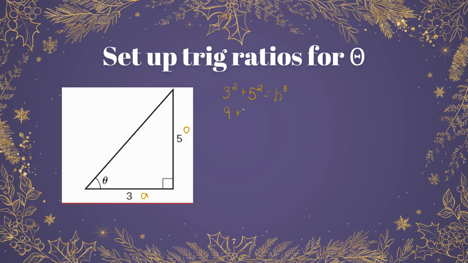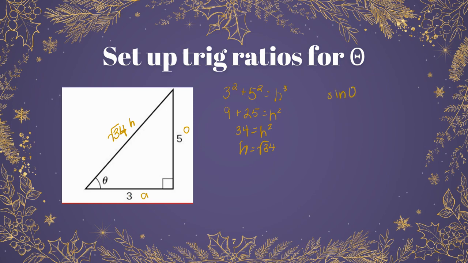So we have 9 plus 25 is going to be equal to h squared. And then, of course, that's 34. And then we have to square root. So h is equal to the square root of 34. I'm going to make the hypotenuse the square root of 34. And now I can set up my trig ratios.